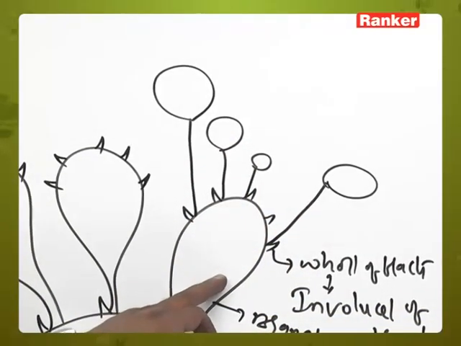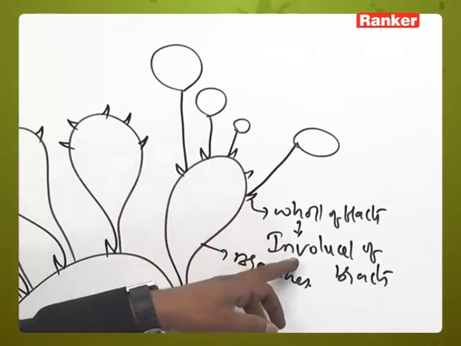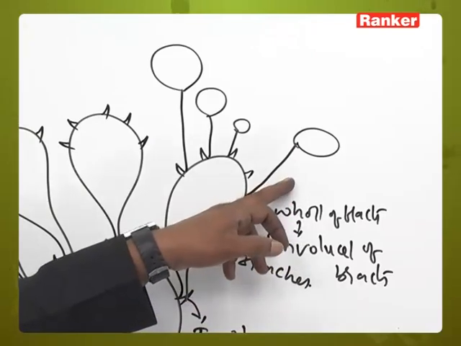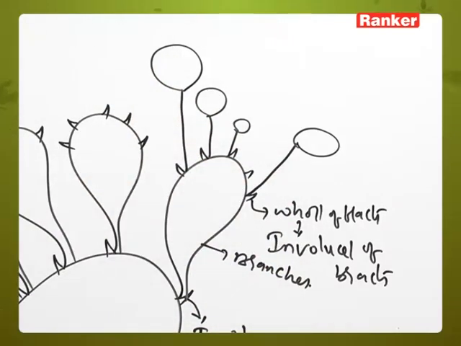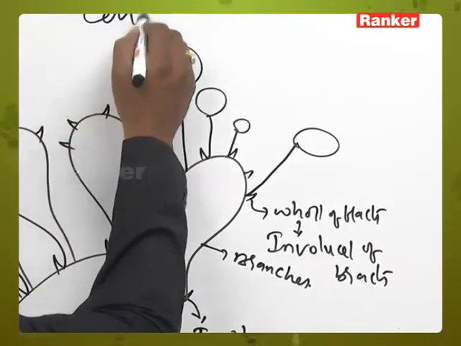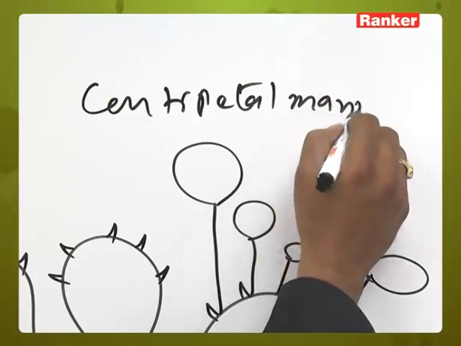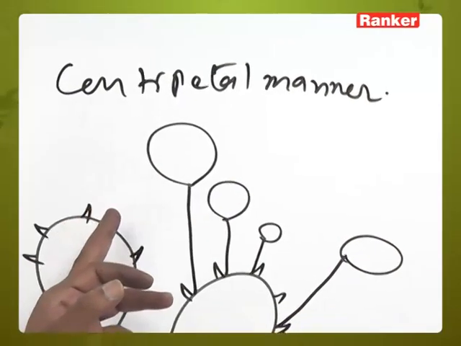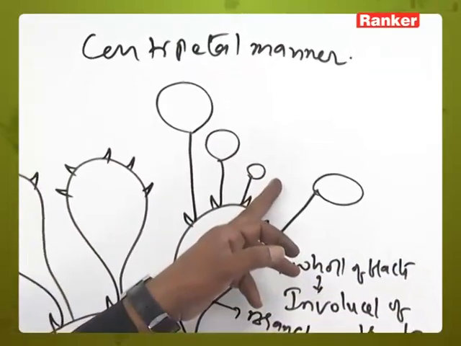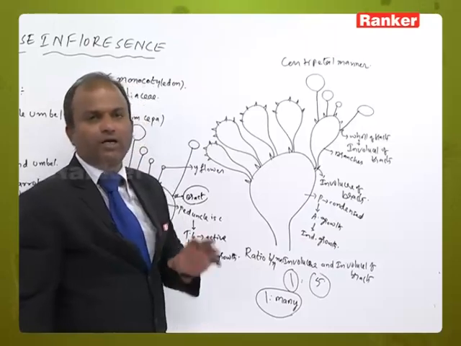On each branch, from the bracts of the involucres, pedicellate bisexual flowers are arranged in which manner? They are arranged in a centripetal manner. That means older flowers are present towards the periphery and younger flowers are present towards the center. So it is nothing but centripetal manner.